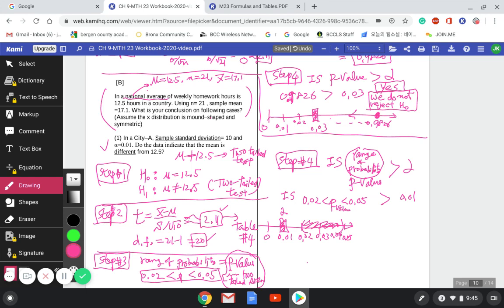Yes, it is. So what you do is, yes. So when they are bigger, what do? We do not reject, right? So we do not reject h of 0. We keep h of 0. So this is a third type when you have, when the sigma is not given, but S is given, okay?